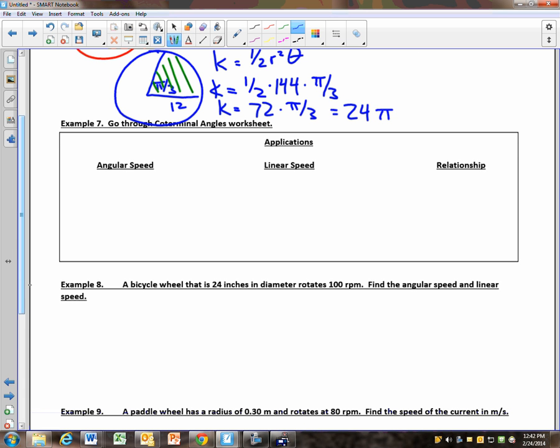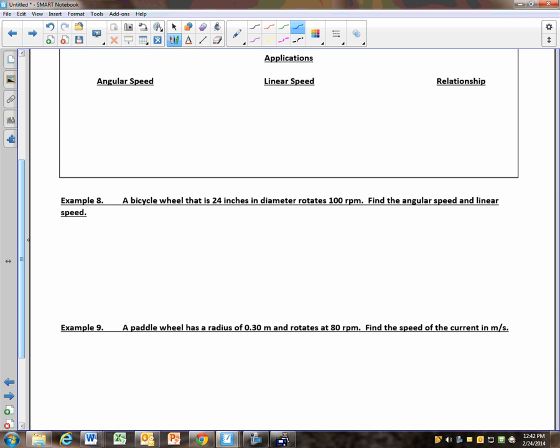Example 7, I say go through the coterminal angles worksheet. I gave you guys that the other day. Cole, you just asked for one. We did our coterminal angles worksheet. We also did our unit circle worksheet, so we're caught up. So now we just have this last example, and we're done for the day.